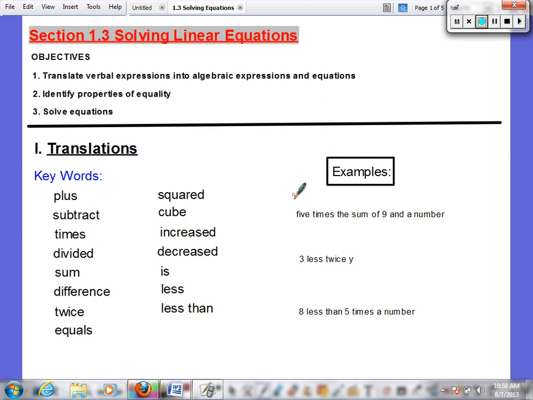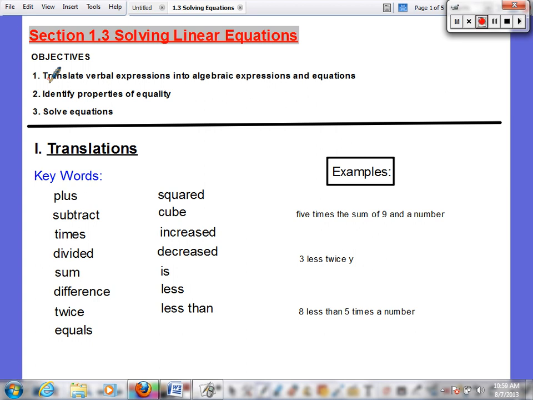In this lesson, we're going to be taking a look at 1.3, solving linear equations. If you take a look up here, we have three objectives. Translate verbal expressions into algebraic expressions and equations. Number two, identify properties of equality. And then number three, solving equations using those properties.